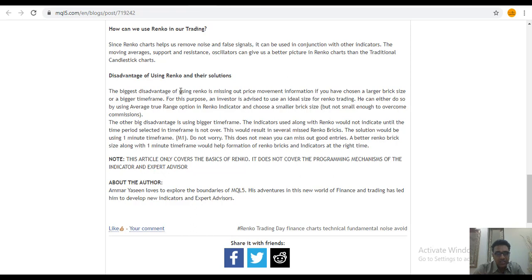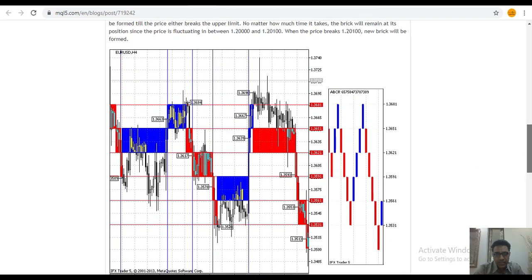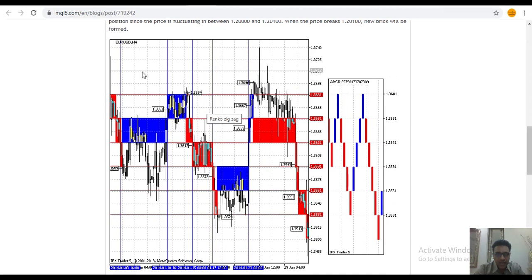So the biggest disadvantage of using Renko is missing out price movement information if you have chosen a larger brick size or a bigger time frame. As you can see in this chart, these are H4 candles, and these are the Renko bricks that we are using. You cannot see the price action within these ranges, right?